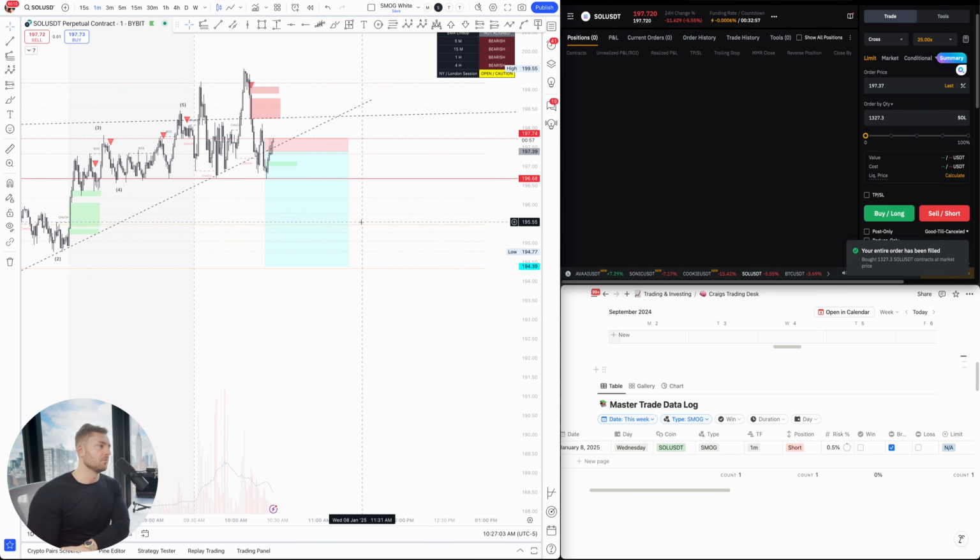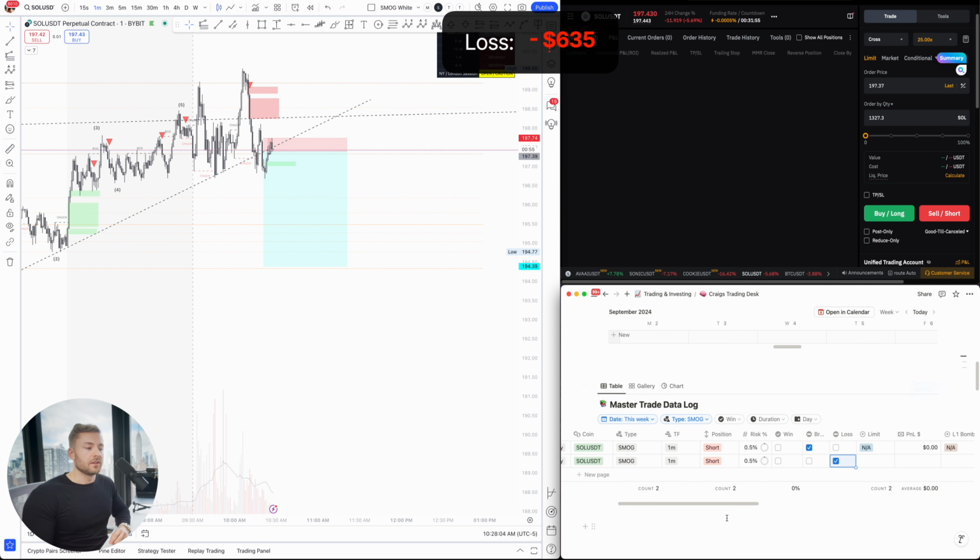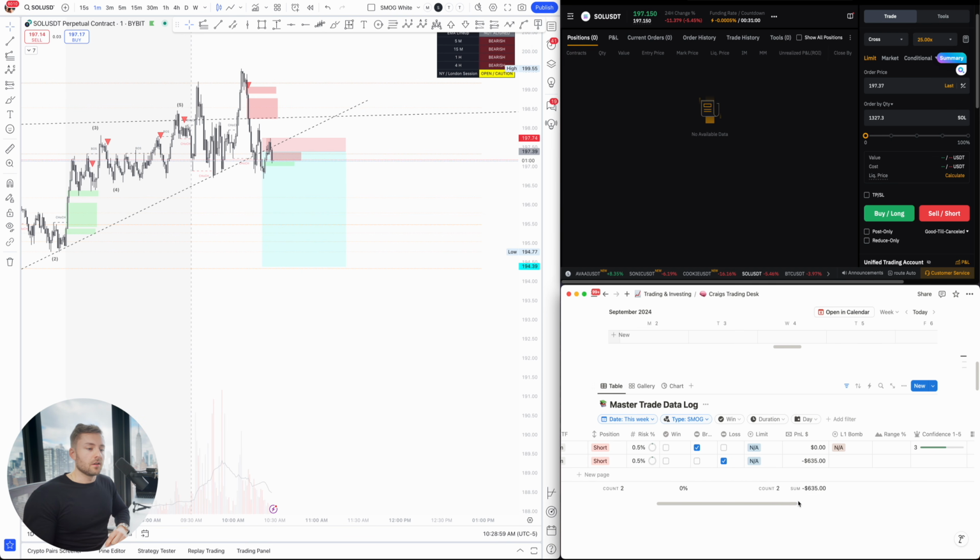All right, so price moved up back into our stop loss here through our fair value gap. So that is a loss in the books. All I'm doing now is putting this into my trade journal. All right, so we lost 635 on this current trade.